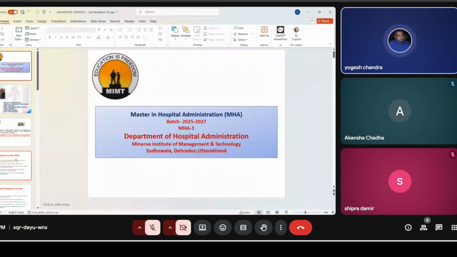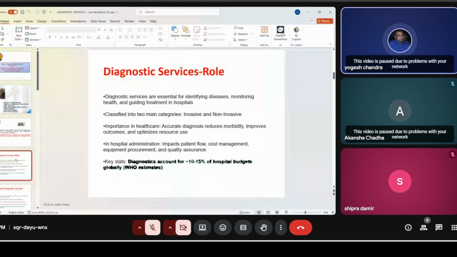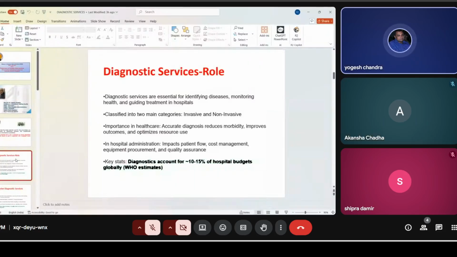But there is always a chance whether the diagnosis is 100% correct. So these diagnostic services only help in ascertaining, or ensuring, the probable diagnosis, which is called the provisional diagnosis. The role of diagnostic services is essential for identifying disease, and it also helps in monitoring of health and guiding treatment in the hospital.